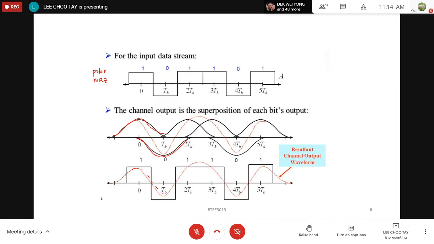So this is still for baseband now. We haven't done the modulation yet. So this is the baseband signal if you transmit it as it is, without modulation.